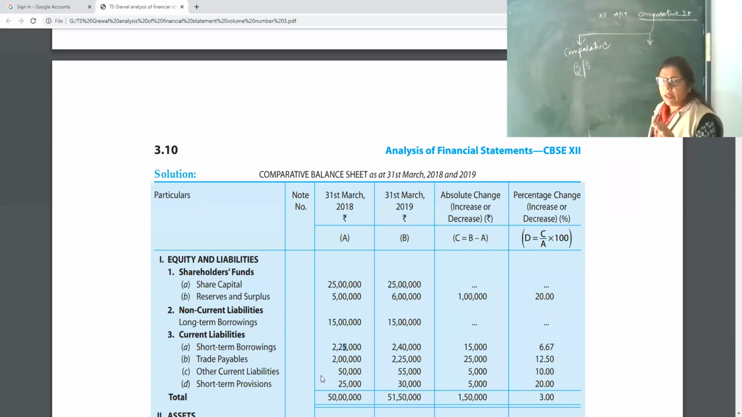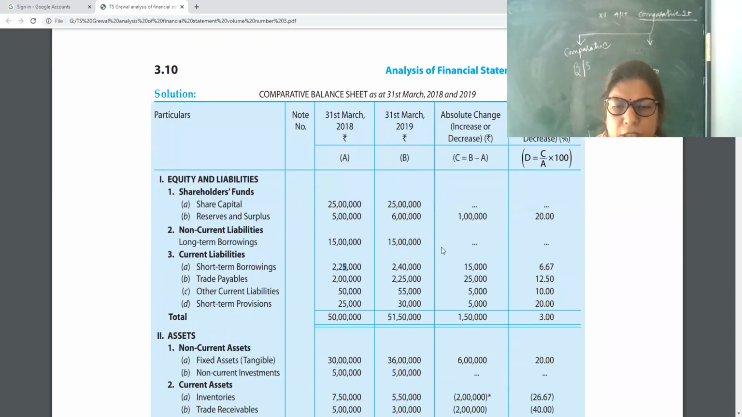See, the formula is very easy. Percentage is equal to change upon previous year into 100. Change 1 lakh, previous year 5 lakh, into 100. Cut the zeros first. Okay, then it will be easy. Now 20%. Long-term borrowings 15 lakh, 15 lakh, no change, 0.